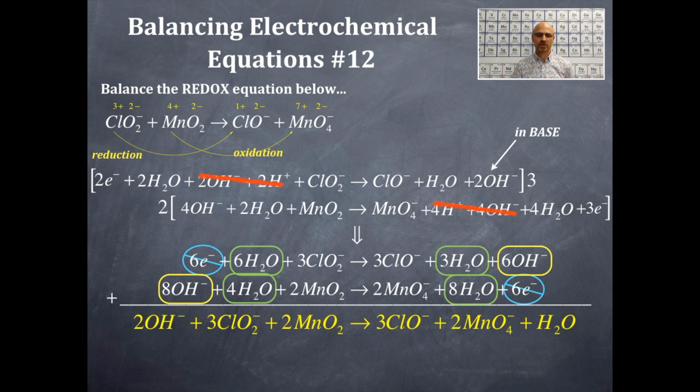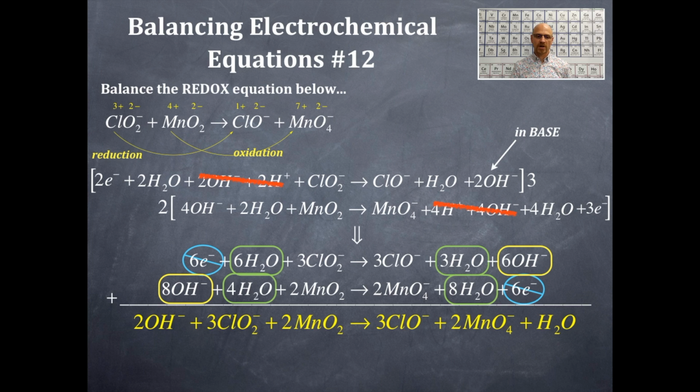The number of hydrogens. There are 2 hydrogens on the reactant side, and there are 2 hydrogens on the product side. The number of chlorines, there are 3 chlorines on the reactant side, 3 chlorines on the product side. Okay, the number of manganese on the reactant side is 2. The number of manganese on the product side is 2. They're balanced. This is balanced for mass.